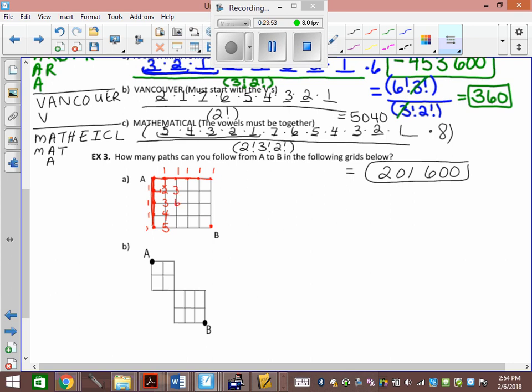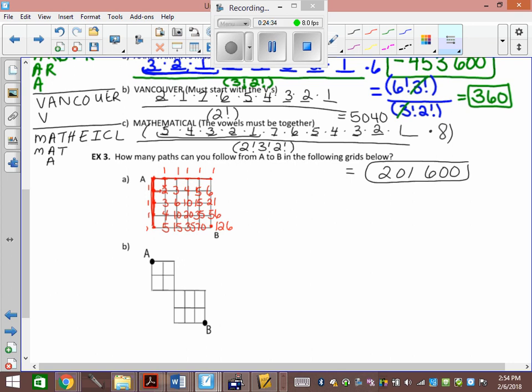3 and 3, so 6. 4 and 6, so 10. 5 and 10, 15. 3 and 1, 4. 6 and 4, 10. 10 and 10, 20. 15 and 20, 35. 4 and 1, 4, 5. 5 and 1, 6. 10 and 5, 15. 15 and 6, 21. 35. 56. 35 and 35, 70. 70 and 56, 126 different ways that the people could walk from A to B. Okay? There's 126 total paths.